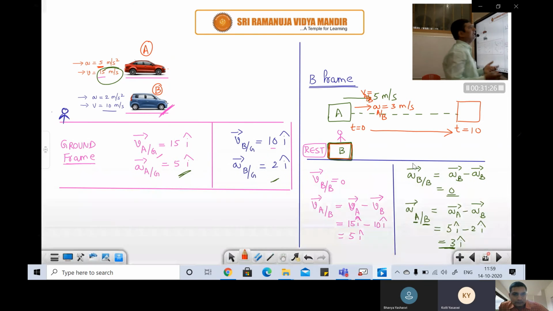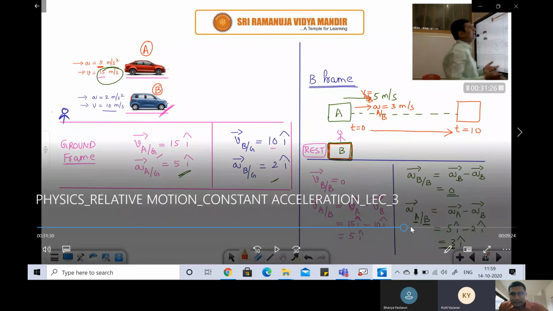5 i cap, sir. Correct. What is the acceleration of A with respect to B? The 3 i cap. Correct. Now that means acceleration is right side, velocity is right side. Now B is not moving. Please remember.